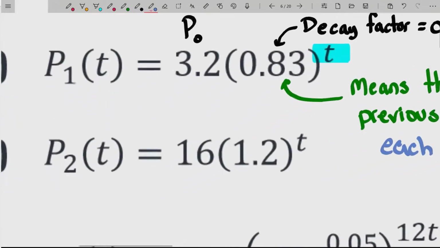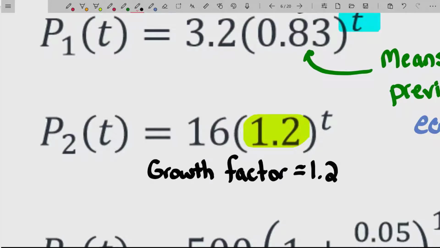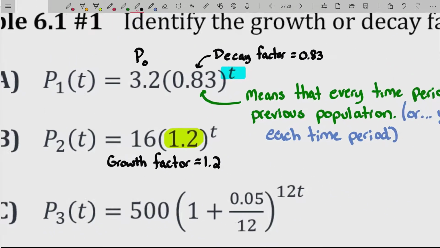So let's see, P sub 2. The second population model we're looking at, we start with 16 objects, and since this base here, let me highlight it, since this base is greater than 1, we have growth. So this is a growth factor, not a decay factor, but a growth factor.